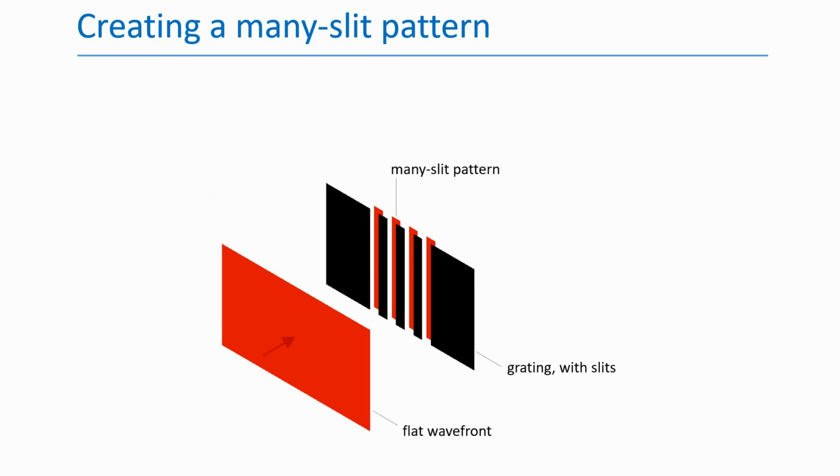One of the most important phenomena in symmetry optics is many-slit interference. Let's review. Imagine a flat wavefront of light, all at one wavelength. The light passes through a grating, which is an opaque screen containing many slits. Some light gets absorbed, but some passes through and forms a many-slit pattern.